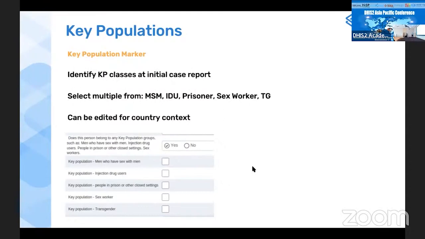And of course, these can be edited for country context. Many times we see that the country is more interested to have one single risk group for their analytics, and they don't prefer having multiple disaggregation of the risk groups. But depending upon the country indicators plus the donor indicator reporting, you can modify the key population markers as well.